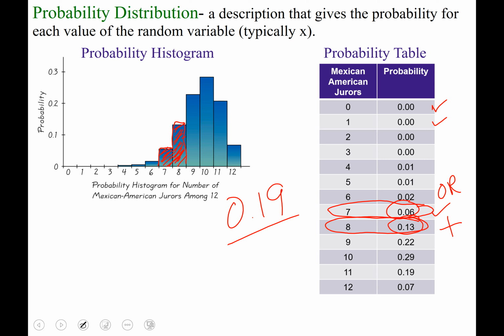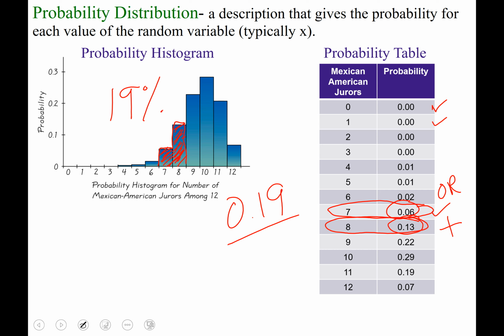If you're struggling wrapping your head around this, try thinking of it as a percent. That shaded red region is 19% of the whole histogram, or there's a 19% chance that you randomly select a jury and it has 7 or 8 Mexican American jurors on it.